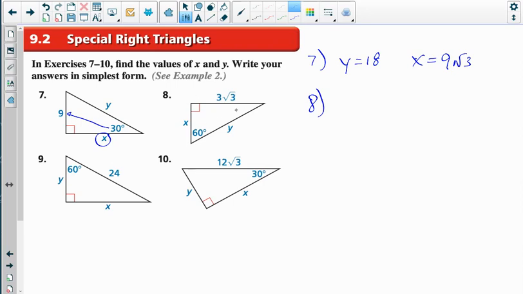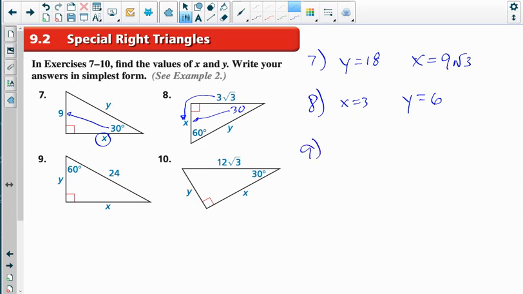Number 8, again, we see it's 30, 60, 90. X is the short side. 3 root 3 is the long side. So since the long side is root 3 times the short side, that means x must be 3, because 3 times root 3 would give us the long side. And once we have that x is 3, we know the hypotenuse is 6, because it's twice the length of the short side. Again, if we fill in the angles, the short side is always opposite the 30-degree angle.